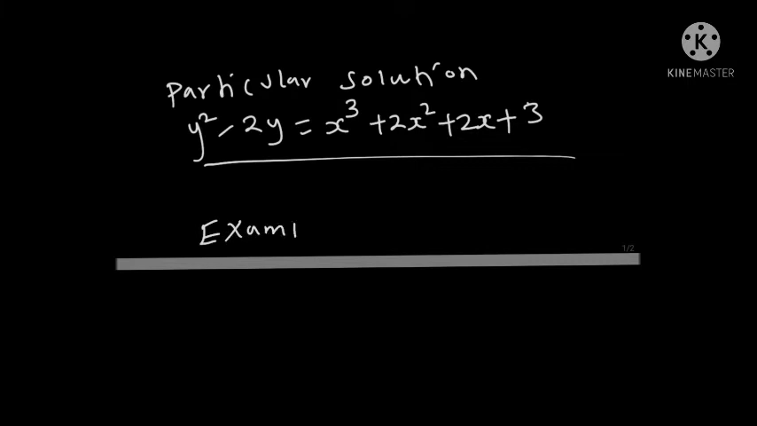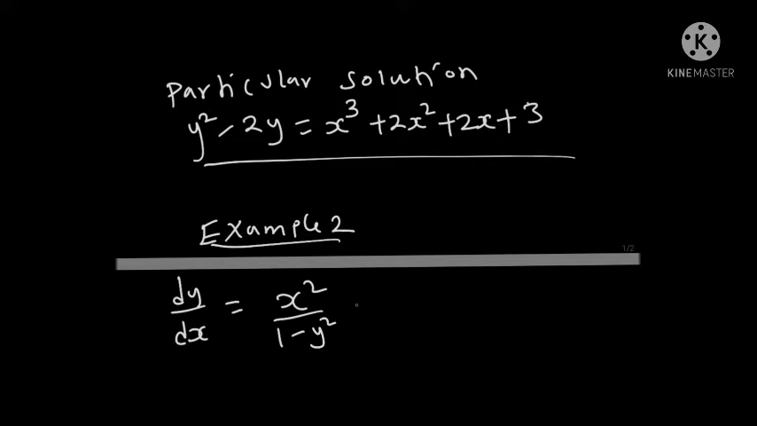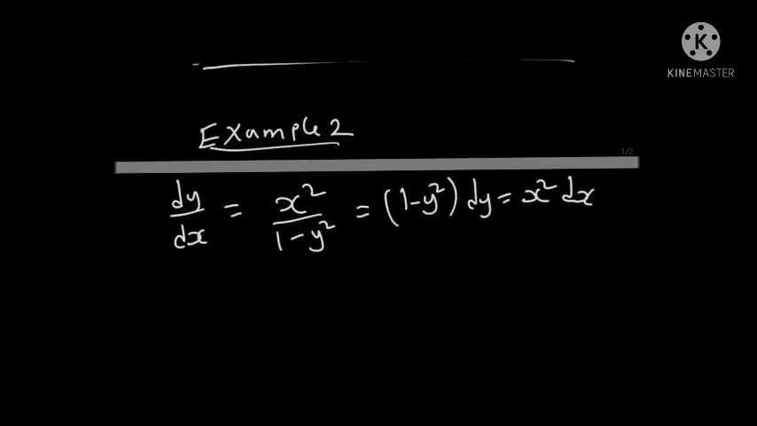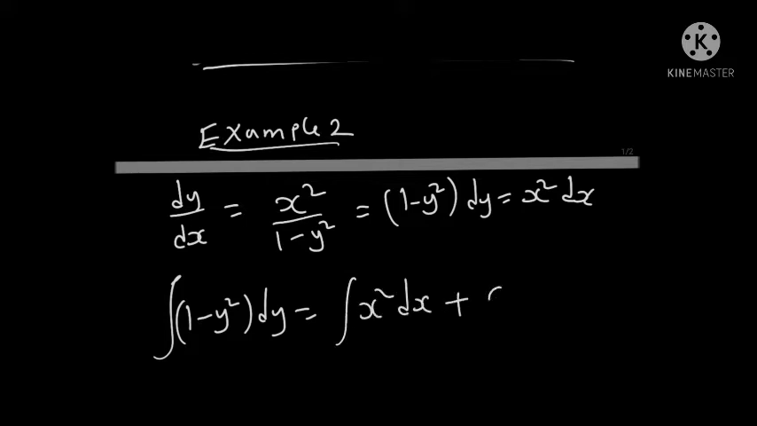Example 2. dy over dx equals x squared over (1 minus y squared). Let's cross multiply. We have 1 minus y squared dy equals x squared dx. We can now integrate both sides to get the answer. The integral of 1 minus y squared dy equals the integral of x squared dx plus, of course, a constant of integration.